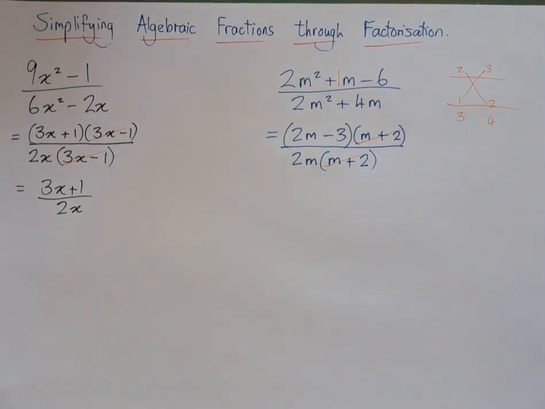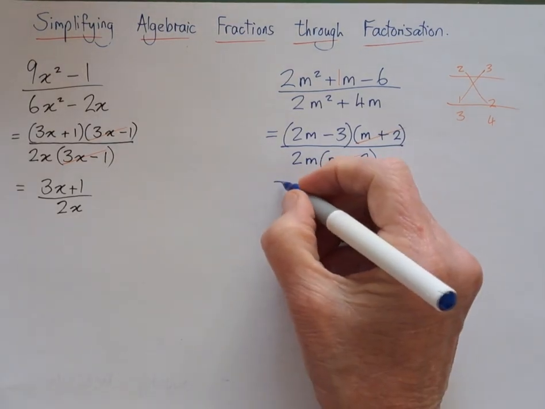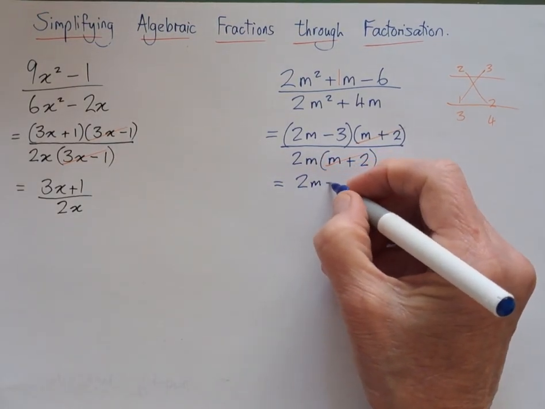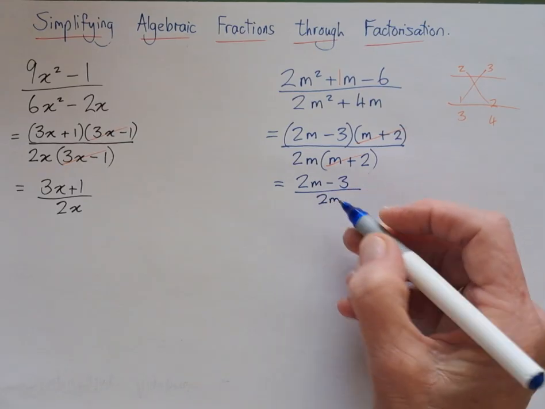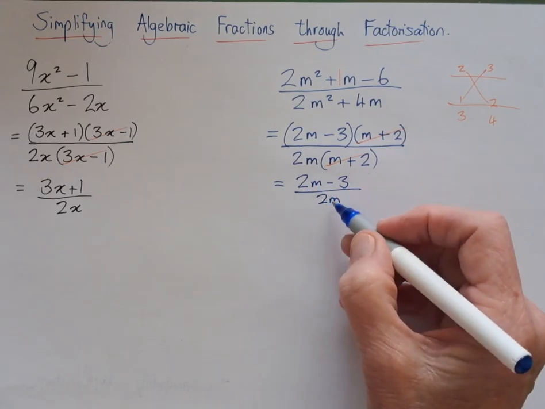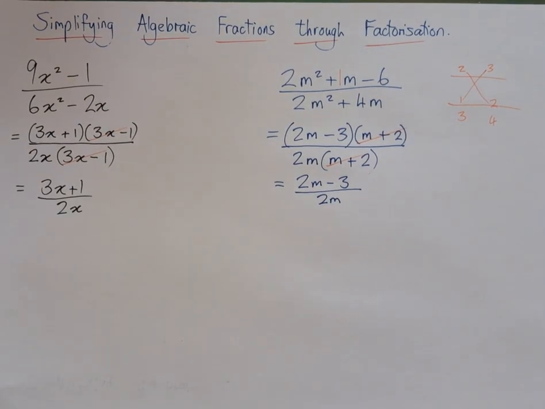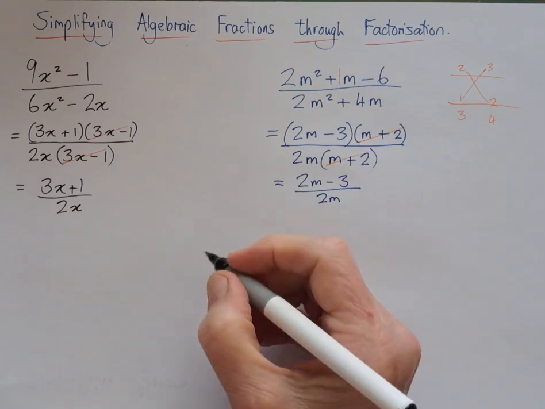And I now have 2m minus 3 over 2m. And again, don't be tempted to cancel here because you would be cancelling across a minus sign. So the last one I want to have a look at is quite long, and I don't think I've left myself too much space.